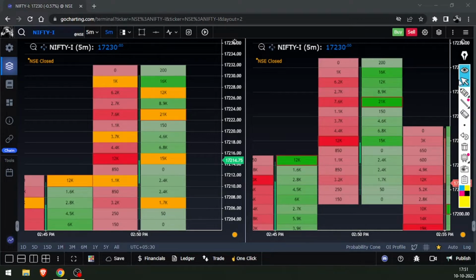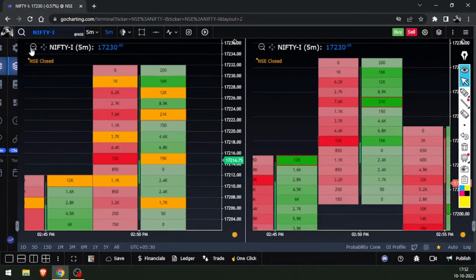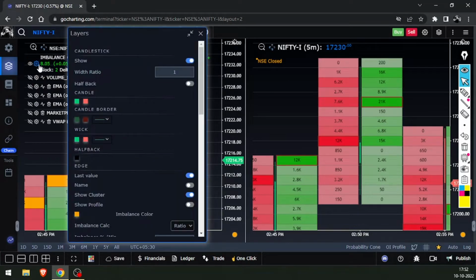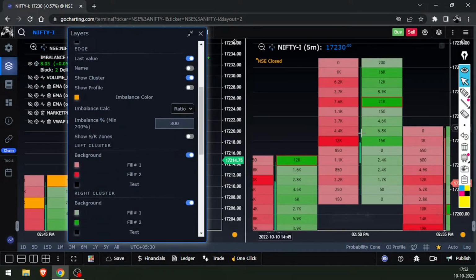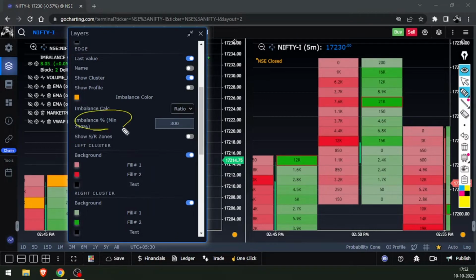As I selected 2 times, 3 times, 4 times, at what percentage do you need to select here? For that you need to go to the settings over here, select over here and come downside. As you can see, the imbalance percentage minimum is 200%, and 200% means double, that's 2 times the buyer's volume or 2 times the seller's volume. I have selected 3 times, that is 300%. Some people will select 400% or 4 times. I personally don't prefer 400%, but 300% will give good results.